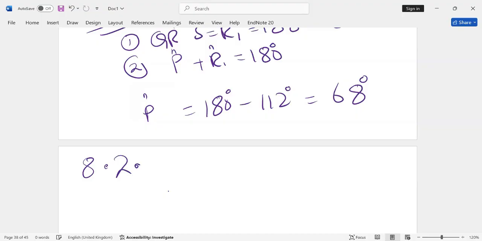Now the next question is 8.2.2. We have to find out Q. Okay.